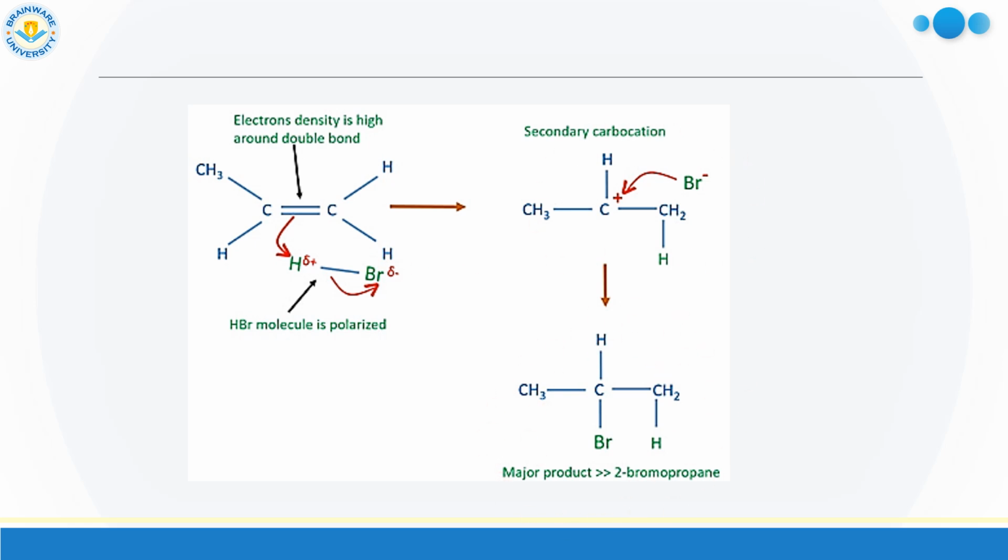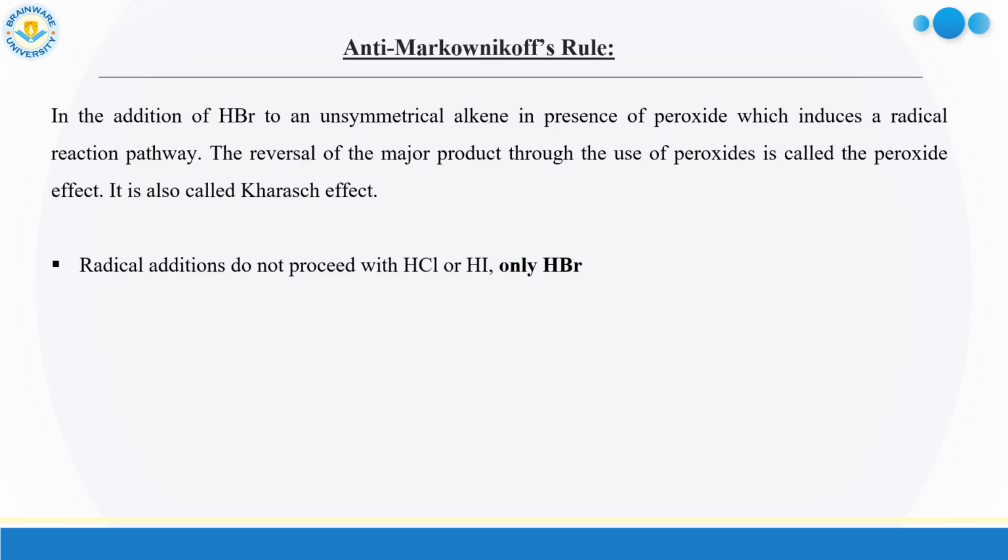Now the next question: what if we add a peroxide in addition to HBr to an unsymmetrical alkene? In the presence of peroxide, a radical reaction pathway is induced. This is very important, that the reaction pathway is radical. So the major product will be the opposite of Markovnikov's rule. This is also known as the Kharasch effect.